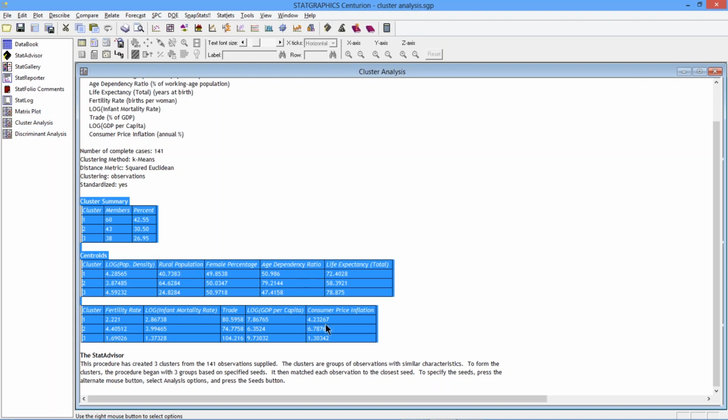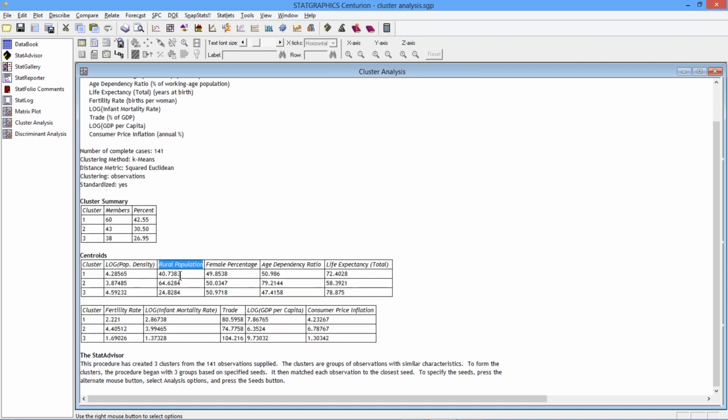Okay. You can also see the means or the centroids of the 3 clusters. And if you look at these numbers, you get an idea of what variables were important in defining the clusters. For example, if you look at the rural population, right in here, cluster 1 averaged about 40% of people living in rural areas. Cluster 2 averaged 64% living in rural areas. Cluster 3 only 24% in rural areas. So there's a huge difference between the clusters in terms of what percent of the population lives in rural areas.